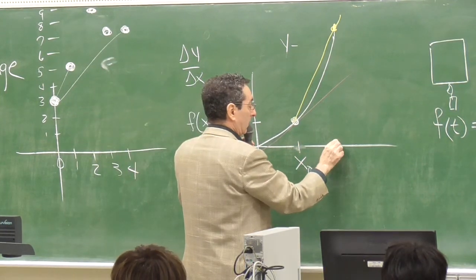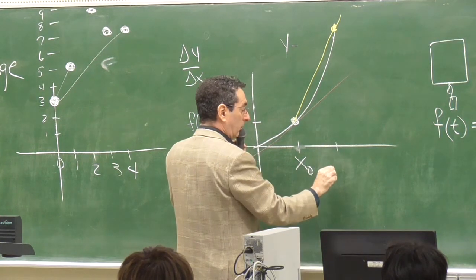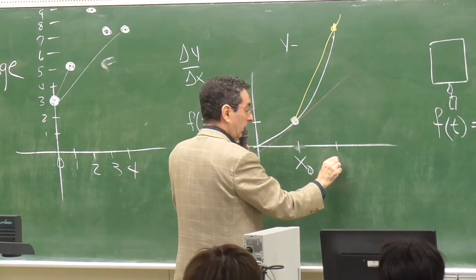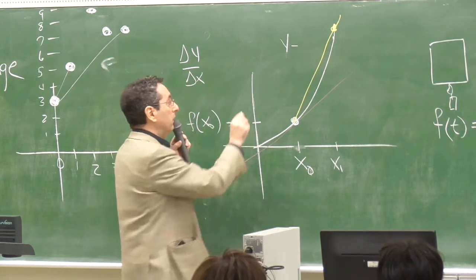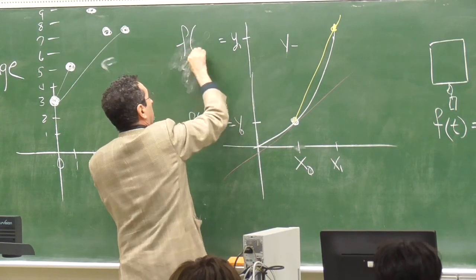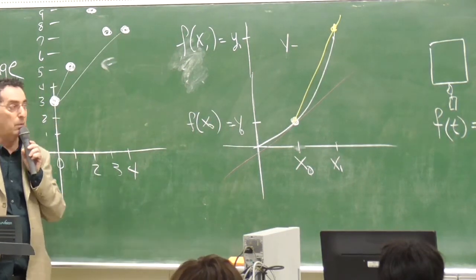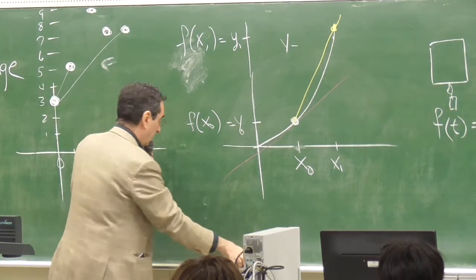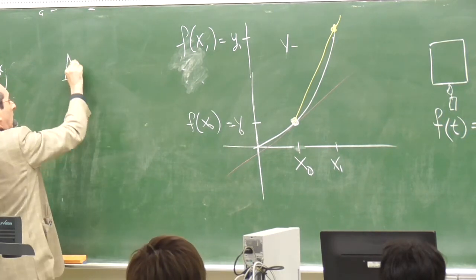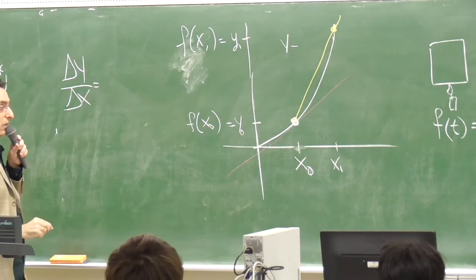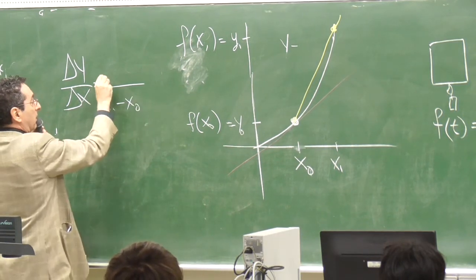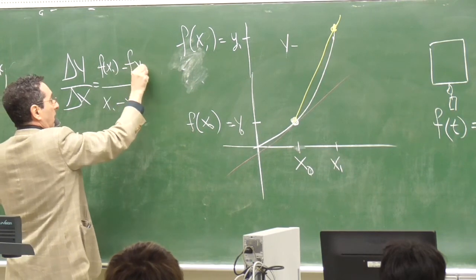We'll call this x1, so we should call this y1 or f of x1. So what is the slope given those names? The slope of that is just delta y over delta x, which is x on the bottom, just x1 minus x0. On the top, it's f of x1 minus f of x0.